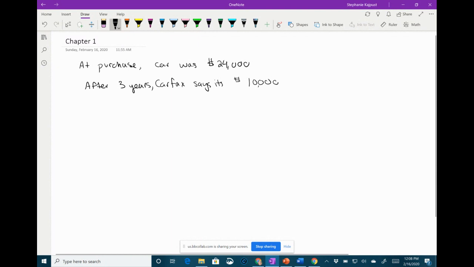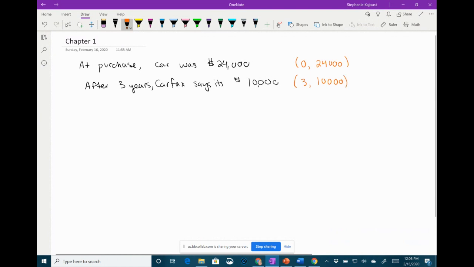And so we want to write an equation for the depreciation of the car, presuming that it's going to depreciate by the same amount every year. Basically, you're assuming that it's a linear depreciation, so it's going to be decreasing by a constant amount. So we're given two ordered pairs. At purchase, which is time 0, we have $24,000. And then 3 years later, the car is worth $10,000.